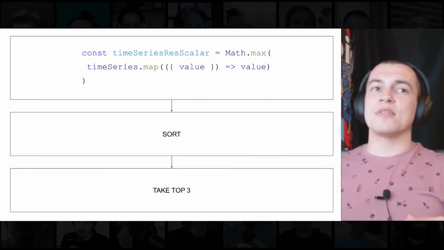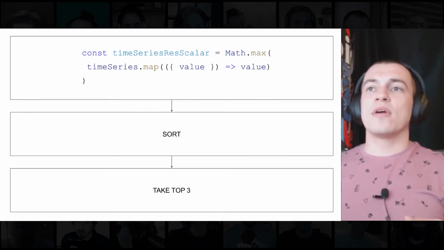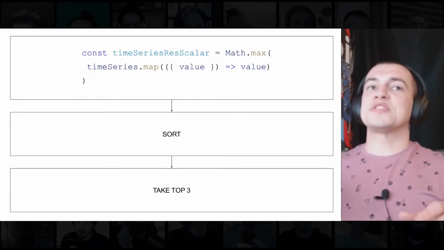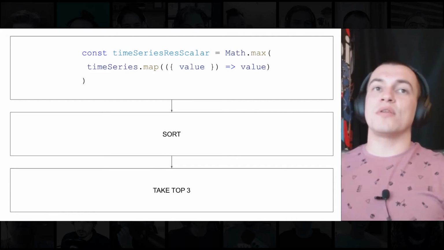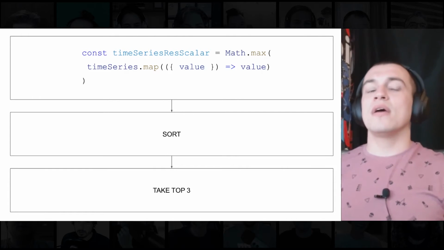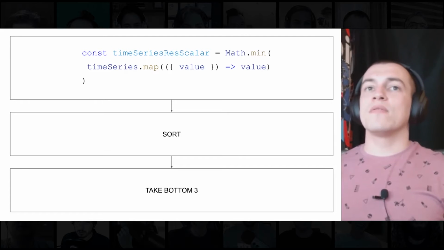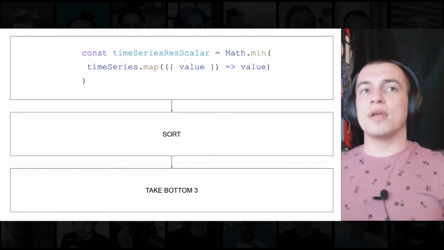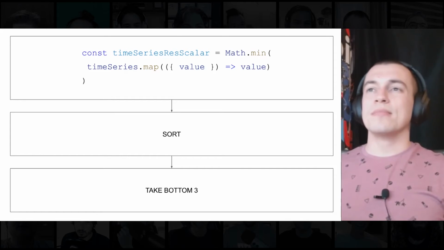So the algorithm looks like this. For the peak top 3 filter, we use Math.max to find the maximum value for each time series. Then we sort the time series in ascending order based on the found value and take top 3. For the peak bottom 3, we use Math.min, we do the same sorting, and we take bottom 3.